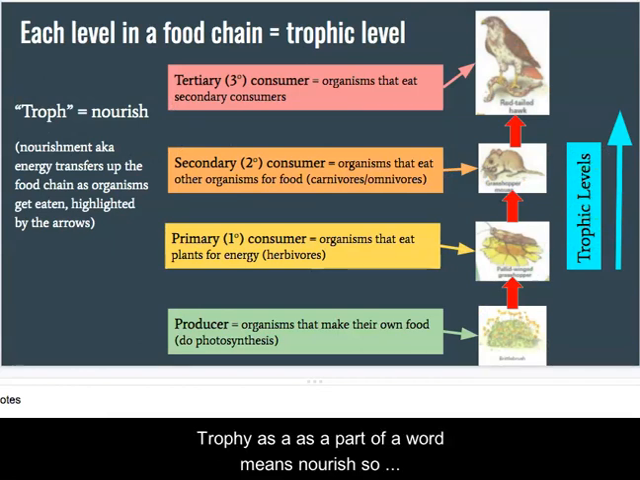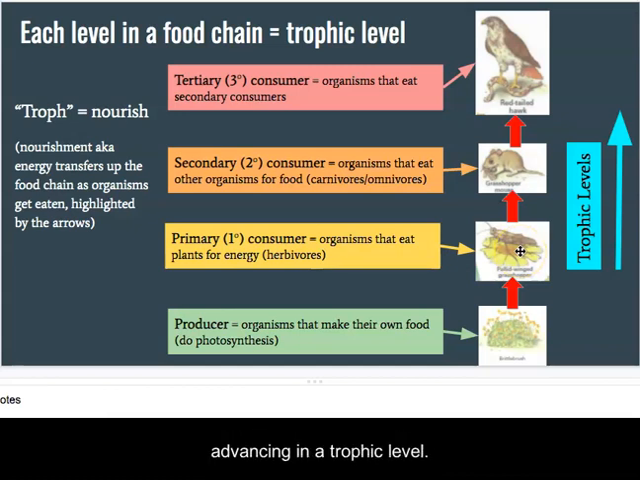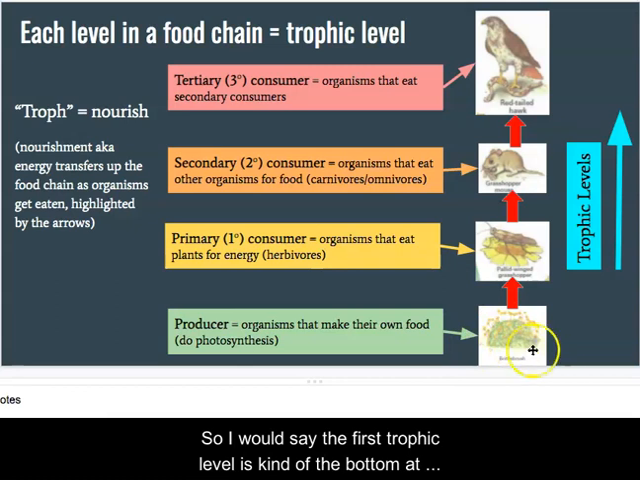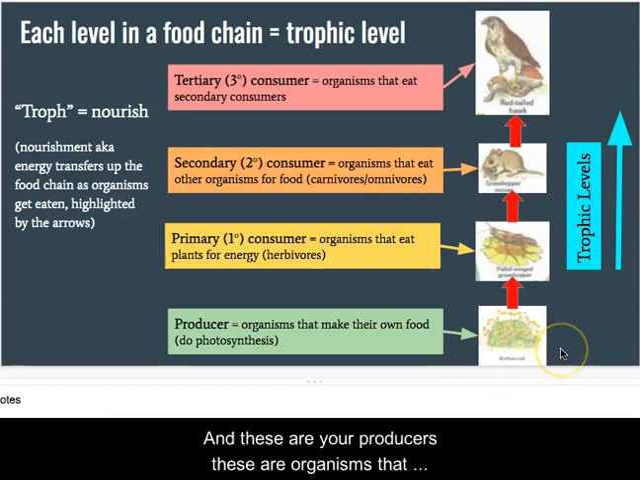Troph as a part of a word means nourish. So trophic means pertaining to nourishment. And so as one thing eats another, right, they're getting nourishment. They're advancing in a trophic level. So I would say the first trophic level is kind of the bottom, at the base. And these are your producers.